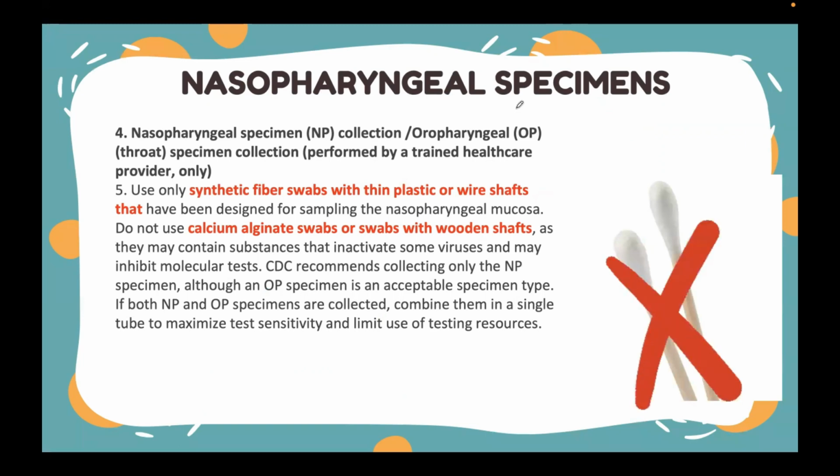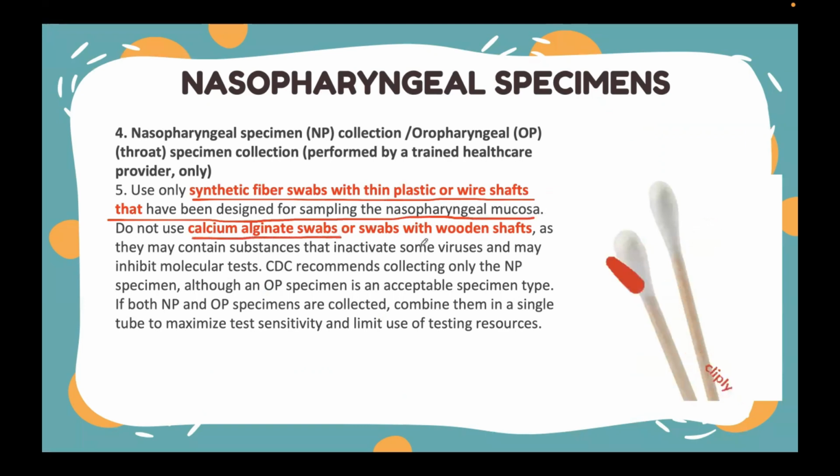And use only synthetic fiber swab with thin plastic or wire shaft that have been designed for sampling the nasopharyngeal mucosa. Ano po yung mga bawal na swab? Yun po yung nabanggit ni ma'am sa lecture. Bawal yung may calcium alginate swab or yung wooden shaft. Yung mga ganito, yung may wooden body, bawal na bawal po yan because they may contain substances that inactivate some viruses and then it may inhibit your molecular test. So, ang tendency, it may lead to erroneous results or pwedeng maging false negative.